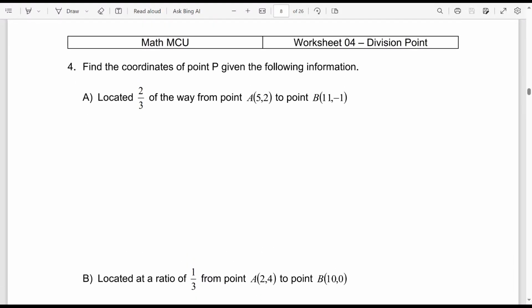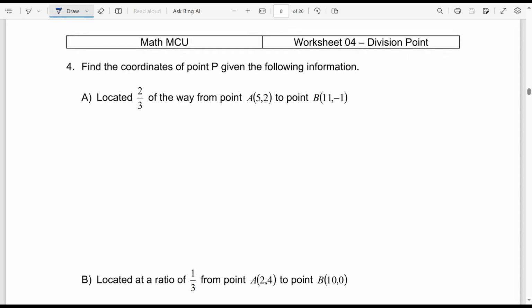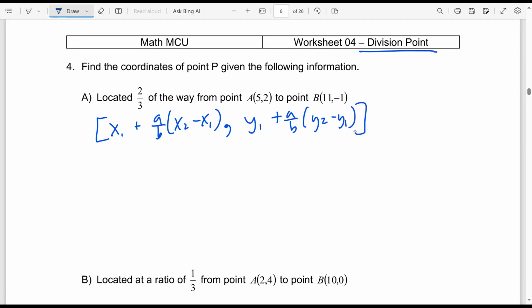All right, so for an example for division point, we're going to look at what to do when it says ratio. But for right now, if it says division point, this is the formula: x1 plus a over b times (x2 minus x1), and then the same thing for the y value. Now, what's important here? This is a fraction. That's perfect.